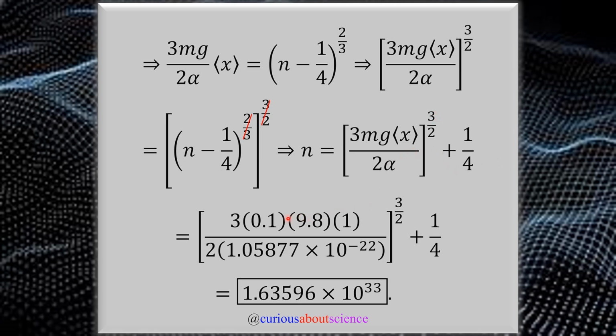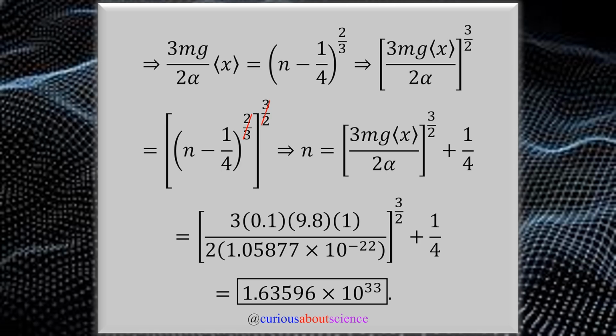from which we go ahead and plug in all our constants, m, g, the average height that we want, with the alpha term that we solved for earlier, to the 3/2 power, again, use a computer or Mathematica, and then of course the 1/4, which is seemingly not going to do anything. And as I promised, we got a very large n, 1.63596 times 10 to the 33.